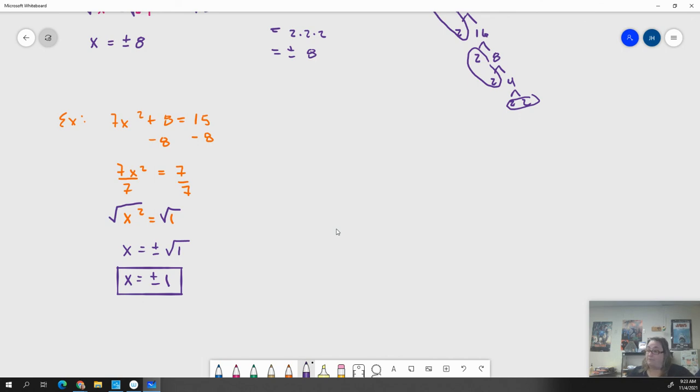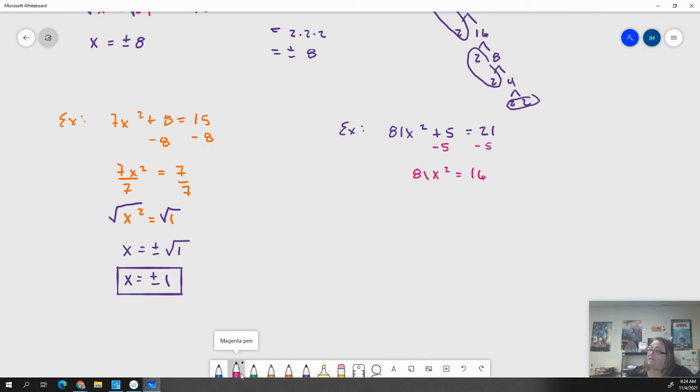What if I have, I like this one. This one's interesting. What if I have 81x squared plus 5 equals 21? I like this one because it's going to give us a fraction to break down in the end. So here I have to start working on what's being done to x and start undoing it. I'm going to start by subtracting this 5 from both sides, which gives me 81x squared equals 16, right? 21 minus 5 is 16.